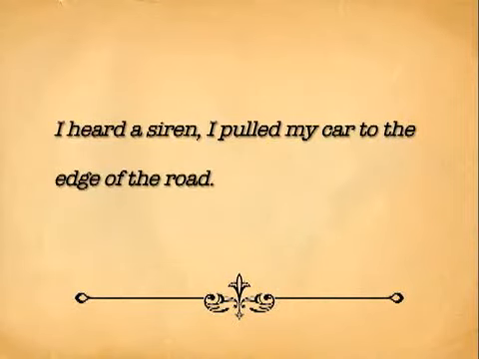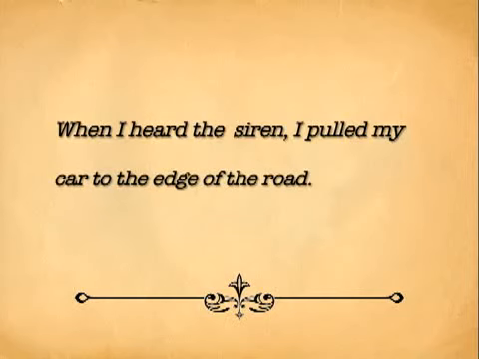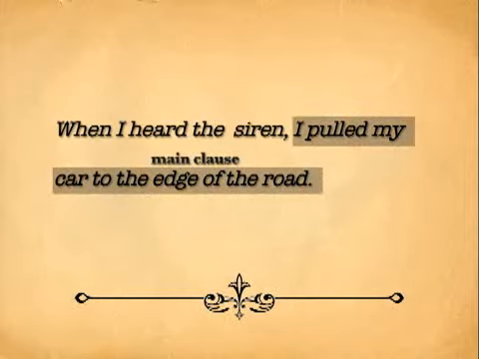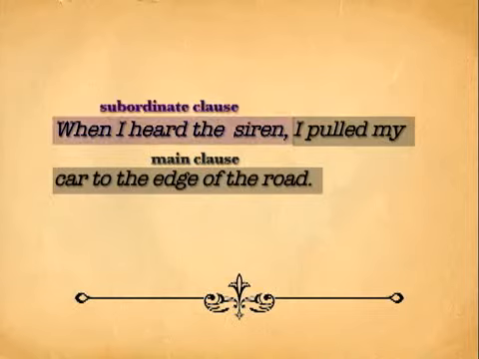I heard a siren. I pulled my car to the edge of the road. Again, here we have a comma splice with only a comma putting together these two complete sentences. One way we can fix this is by making one of the clauses dependent. When I heard the siren, I pulled my car to the edge of the road. Our main clause, I pulled my car to the edge of the road, is our more important idea right here. And then when did I pull my car to the side of the road? When I heard the siren. So you've got both of those clauses, but you've made one of them subordinate and one of them remains independent.